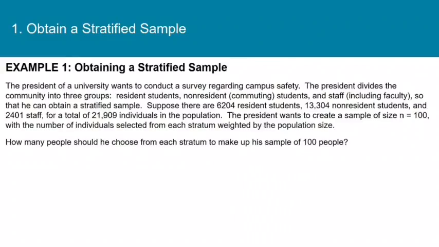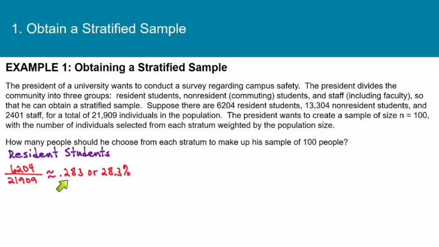Well, remember that each group's proportion in the sample should be about the same as that group's proportion in the population. So what we need to do is find out what percent of the population each of these groups makes up. Let's start with resident students. Now we know that there are 6,204 resident students, so the proportion of the population that they make up is 6,204 divided by 21,909. So the proportion is 0.283, or 28.3%.